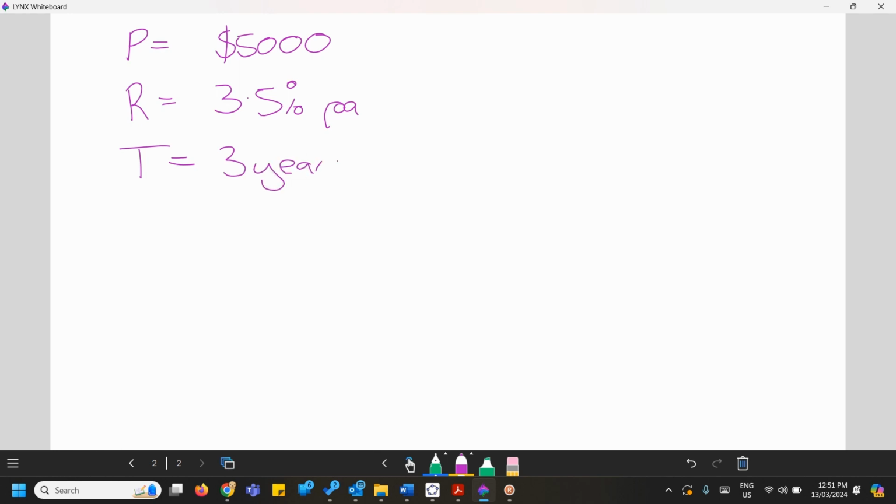I might want to know how much interest the bank is going to give me if I invest $5,000 at 3.5% for 3 years. So we start with the formula we just learned. Interest equals principal times rate times time. We start with the principal. That's 5,000.